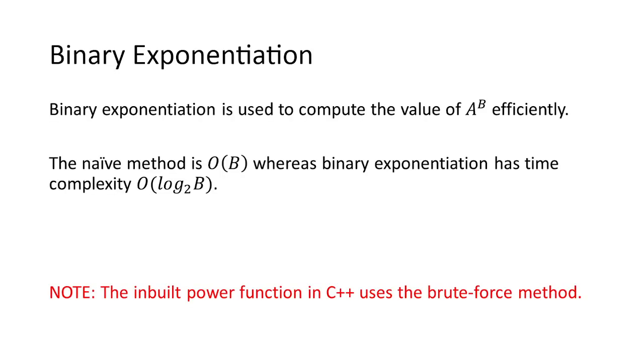So, binary exponentiation. Suppose I tell you that you need to find a raised to b. How would you do that? We'll do that iteratively, yes. So we'll run a loop from 1 to b and we'll multiply a, b times, right? Yes or no?